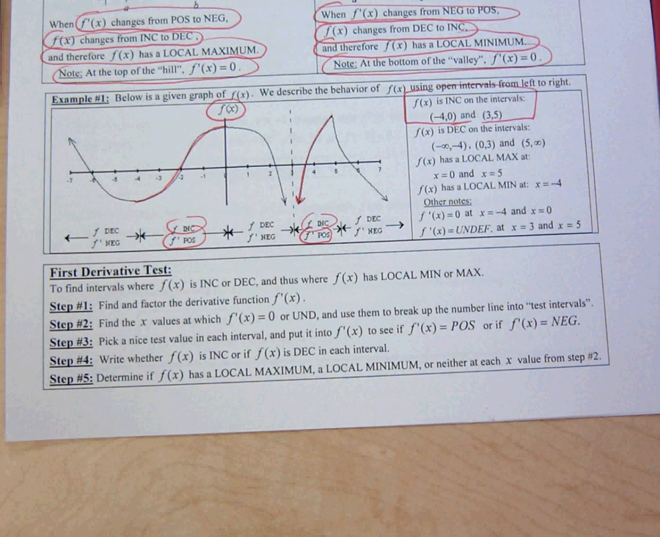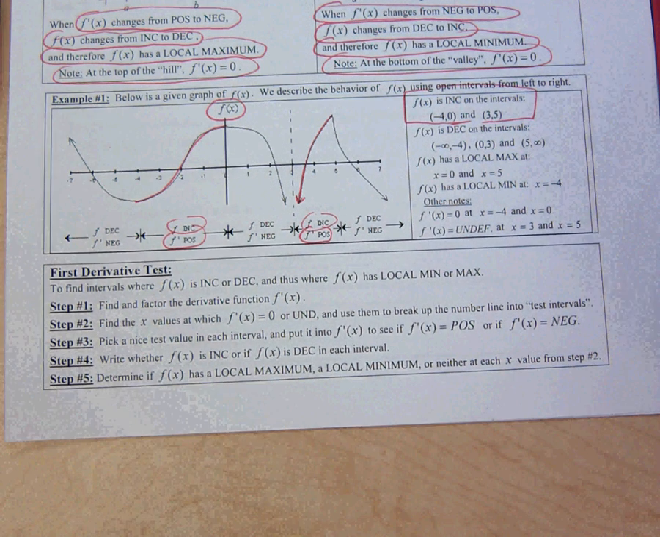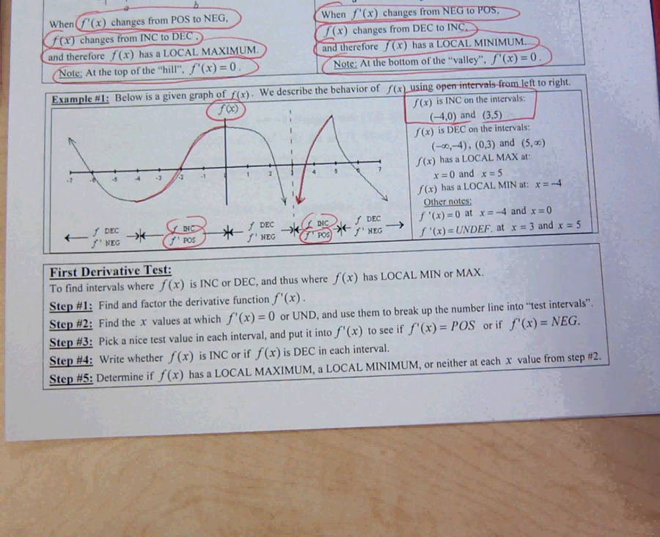And notice, see how they're all rounded on the ends? You never include the endpoints when you're doing something like this, because we only want to talk about what's happening between the x values. So never use square brackets on these. Okay? Is that clear? Okay.